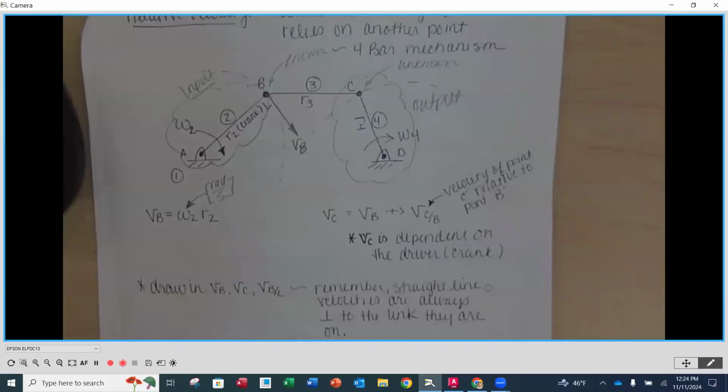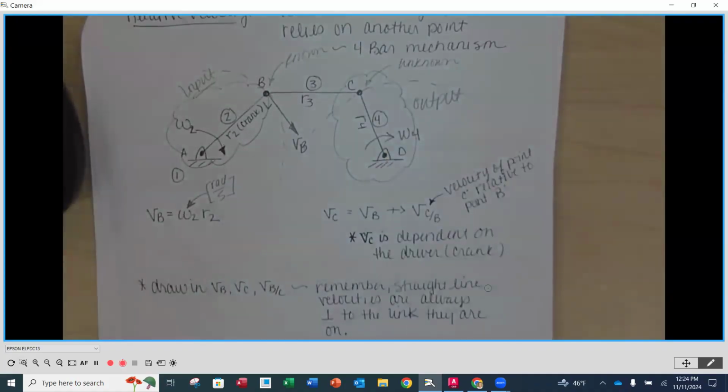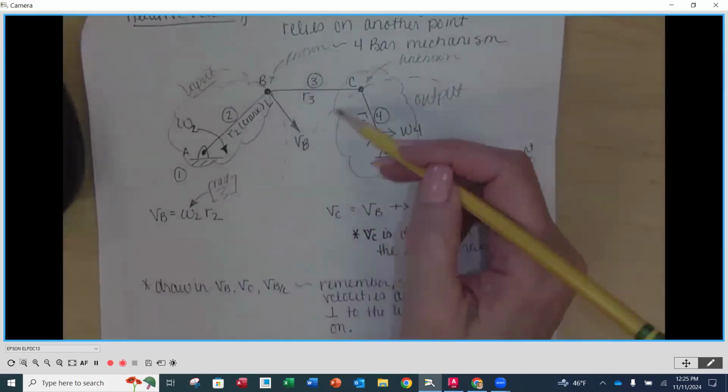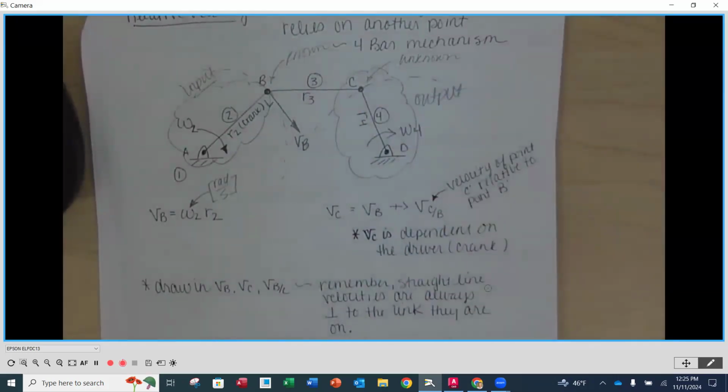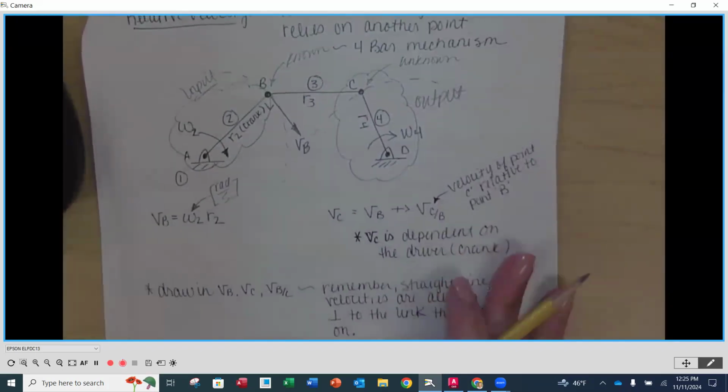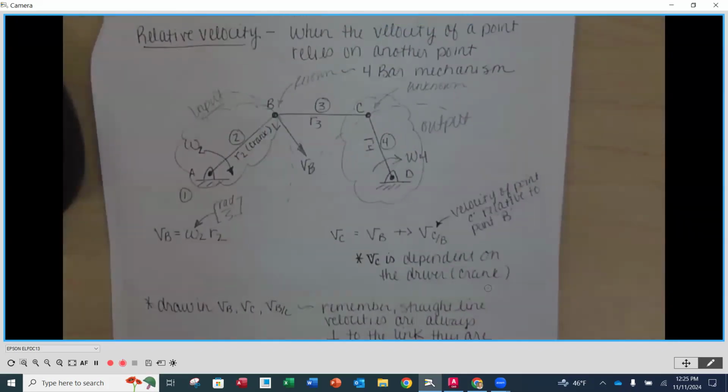Okay. Because of that, remember, point C is on a rotating link. Its path is along that arc. And since it's on a rotating link, its velocity is going to be perpendicular to the radius back to its center of rotation and in the direction of rotation. Okay, so draw the velocity of C as you would anticipate it to look at point C. I'll give you a couple seconds to do that.